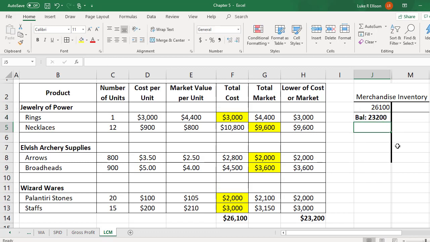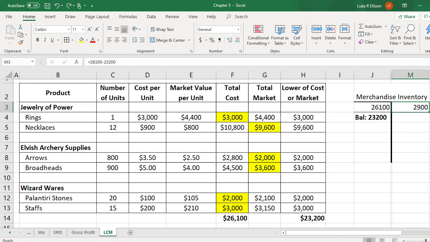Now we're going to have to apply a journal entry, an adjustment to merchandise inventory for the amount of the difference between these two numbers on the credit side to get to the desired balance. The way we can do that is we can take 26,100 and subtract 23,200, and that tells us we need to have a credit to merchandise inventory for $2,900.